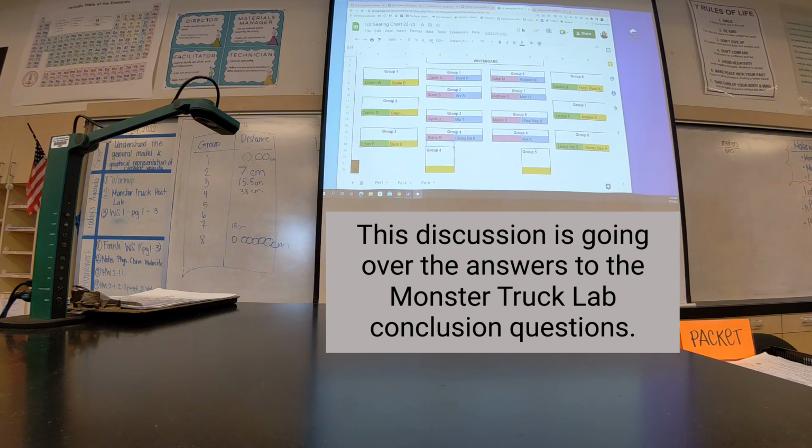Question number 3. This one is related to the y-intercept. Notice how I split the different parts up one by one. All right, question number 3. It just says the y-intercept represents the position of where the truck starts. Starting position, you guys agree? Yes. Very good. 2 claps for group 3.